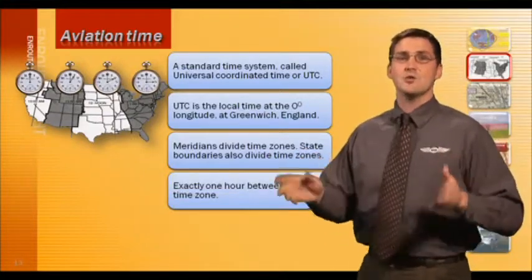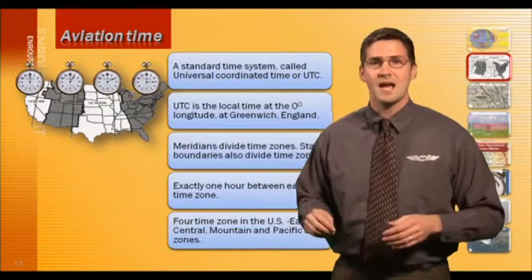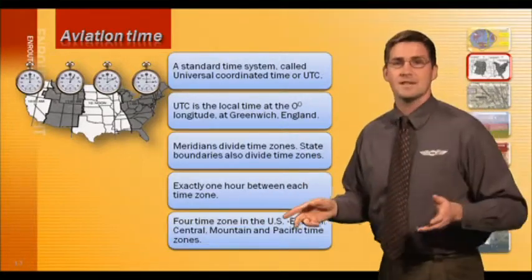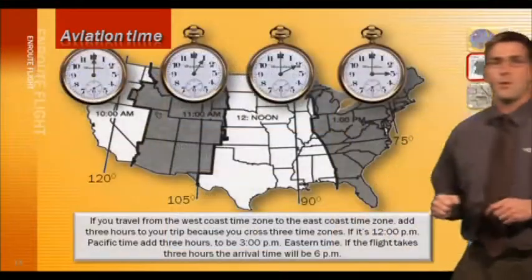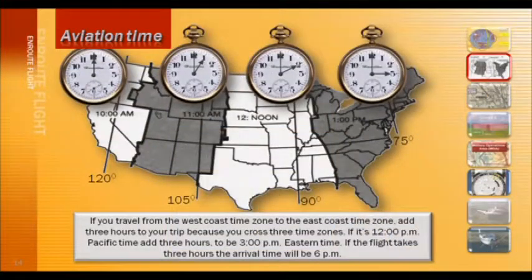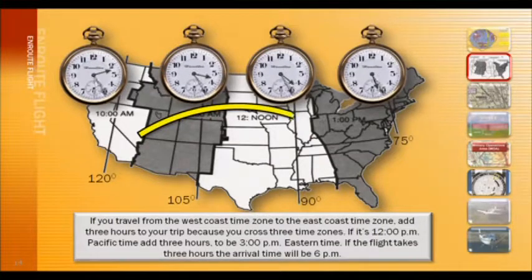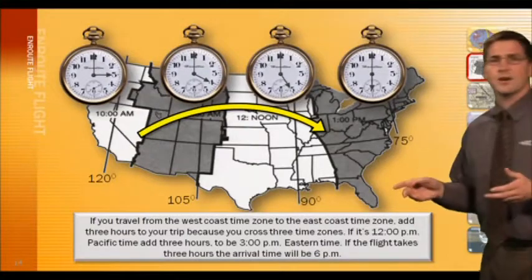Now, the continental U.S. is divided into 4 time zones: Eastern, Central, Mountain, and Pacific time. If you travel from the West Coast to the East Coast, you add 3 hours to your trip because you cross 3 time zones. If it's 12 o'clock p.m. Pacific time, then you depart on that trip. Your departure time is 3 o'clock p.m. Eastern time. The time zones are shown here.